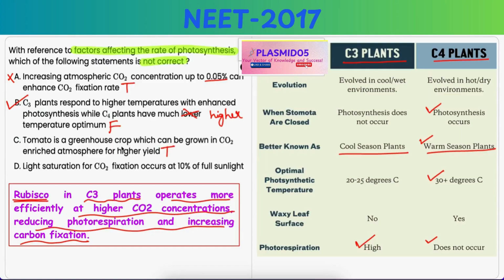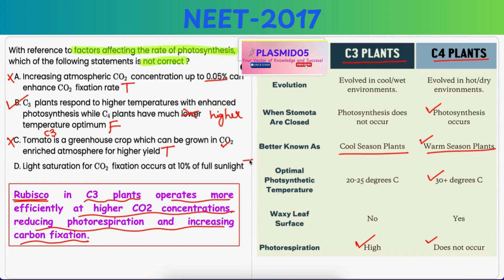Tomatoes, which are C3 plants, they can benefit from CO2 enrichment in the greenhouse conditions. So, higher carbon dioxide conditions can lead to the increase in the rate of photosynthesis, thereby boosting their growth as well as the yield. Hence, it is incorrect option. Option D, light saturation for carbon dioxide fixation occurs at 10% of full sunlight.